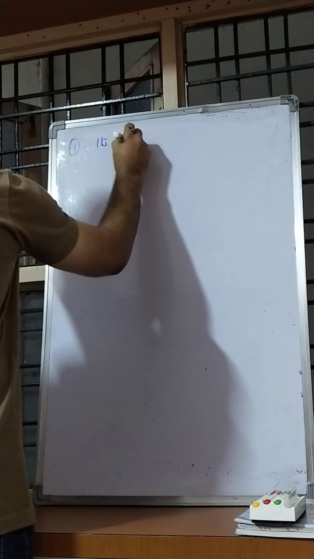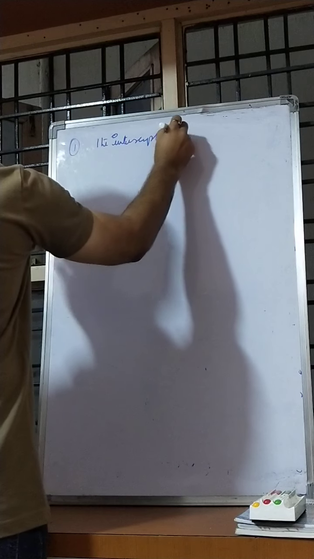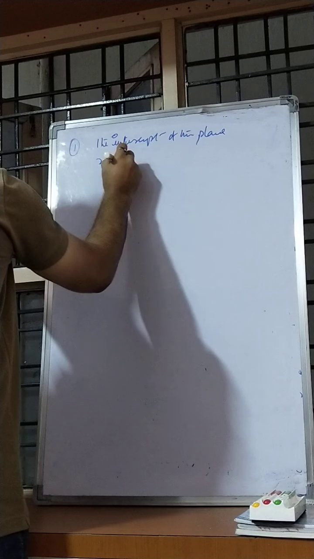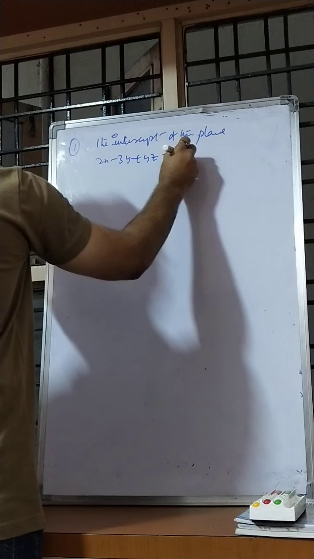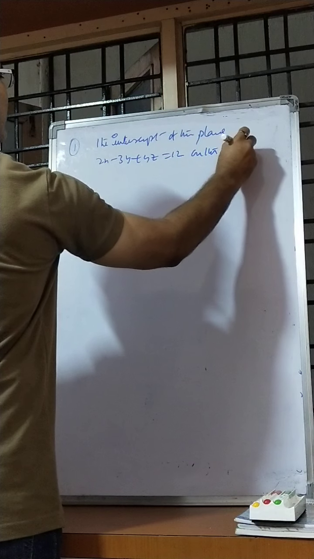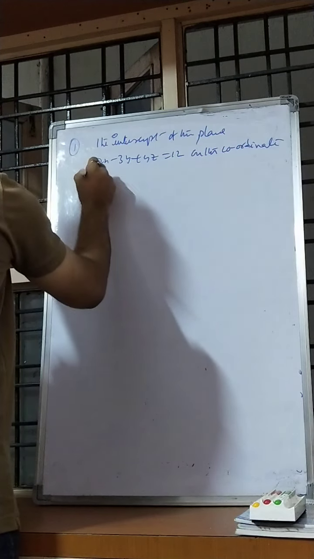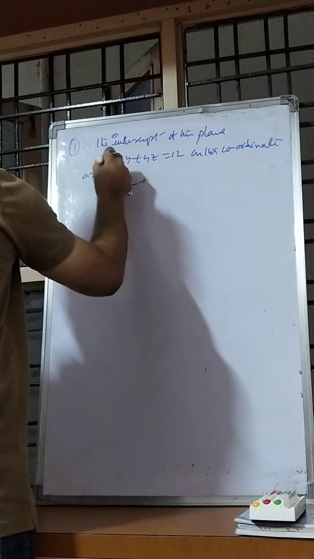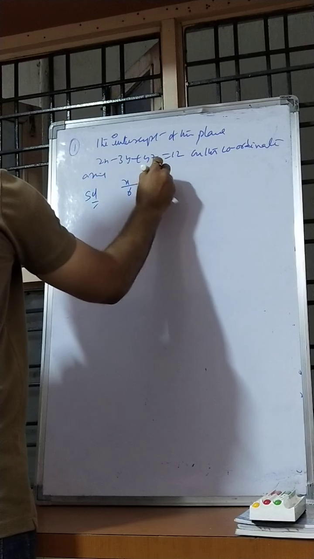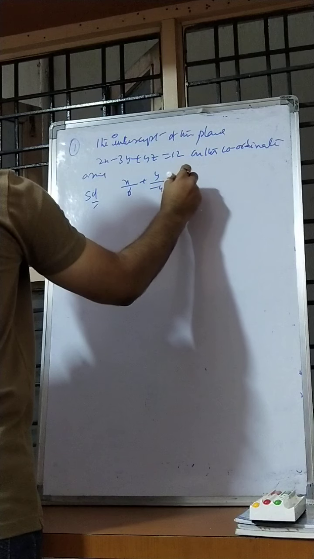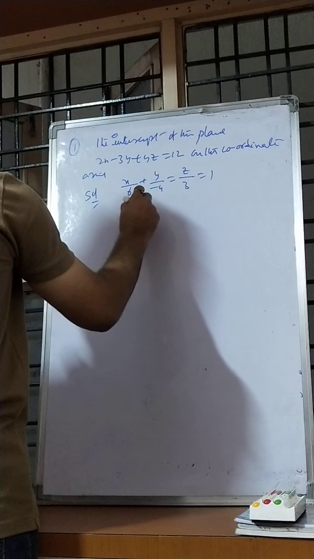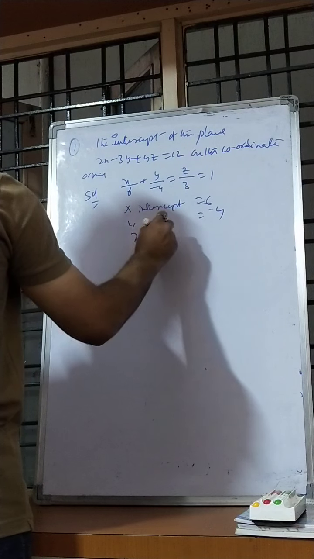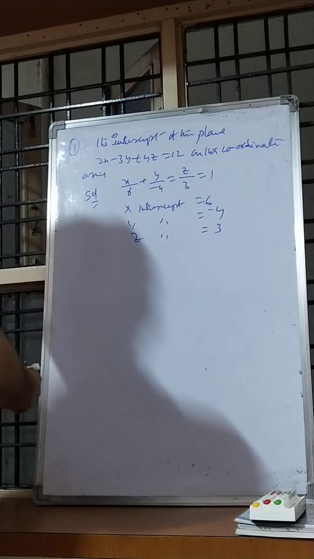The intercept of the plane: suppose the plane is 2x minus 3y plus 4z equal to 12, and we want the intercepts on the coordinate axes. Dividing the equation by 12, we get x by 6 plus y by minus 4 plus z by 3 equal to 1. The x intercept is 6, the y intercept is minus 4, the z intercept is 3. Like this we can do it.